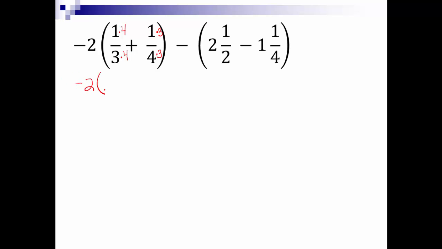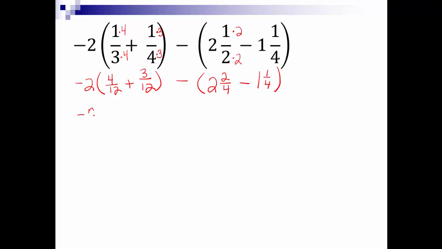So I have negative 2 in parentheses, 4/12 plus 3/12, minus, and then in this set of parentheses, in order to subtract these, I need to find a common denominator. My common denominator would be 4. So I'm going to multiply the numerator and denominator of that first fraction by 2/2. So that's 2 2/4 minus 1 1/4 inside that set of parentheses.